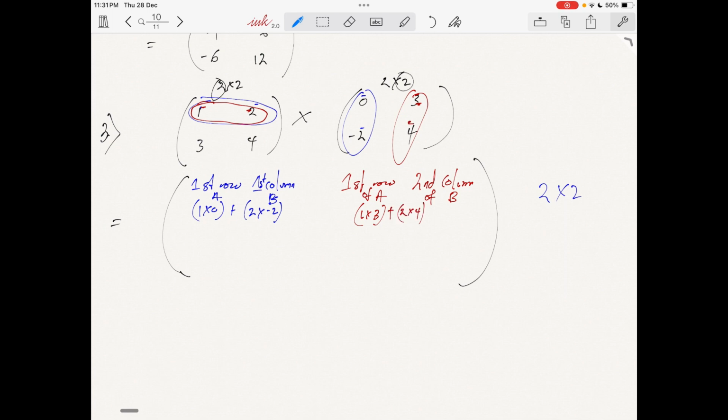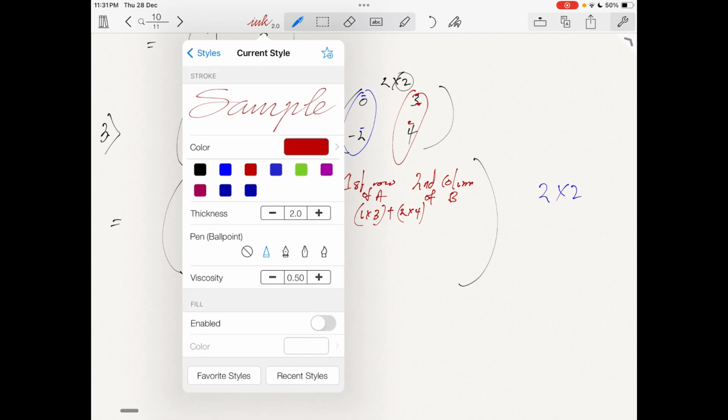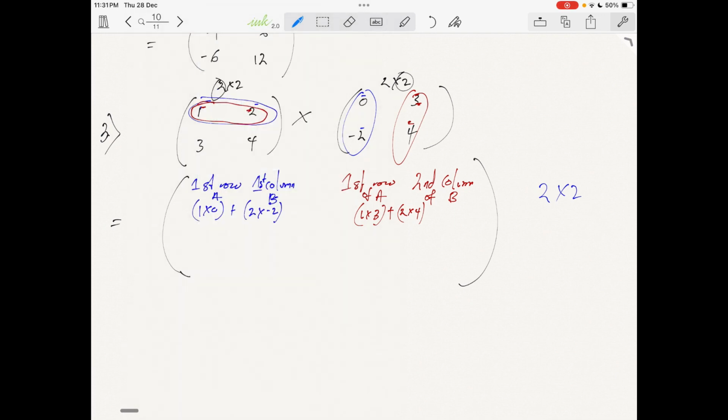Now we are entering the second row and first column. So the second row of A and the first column of B. In that case, we'll be taking 3 and 0, we add it to 4 and minus 2.